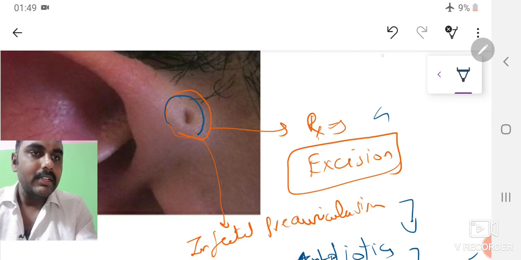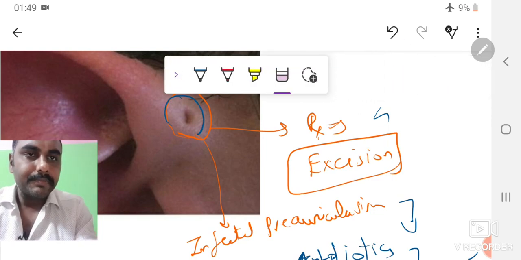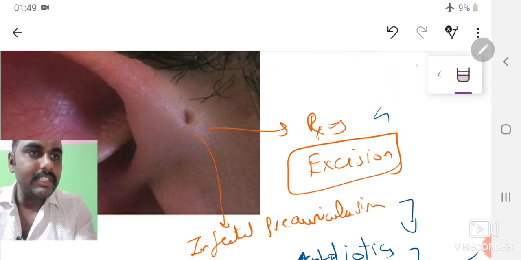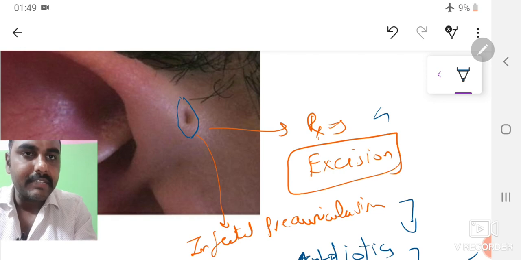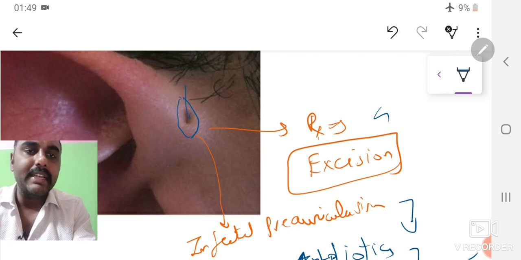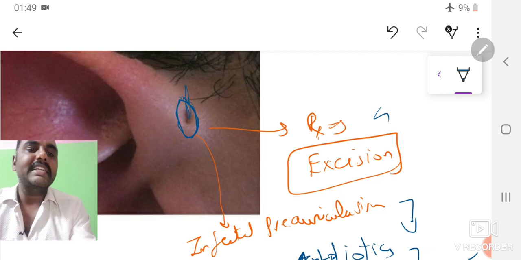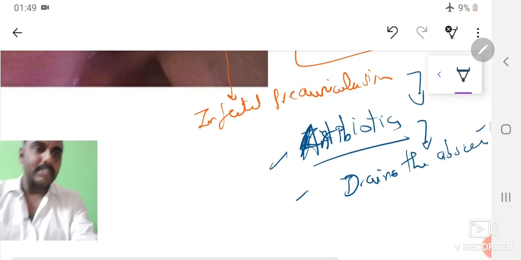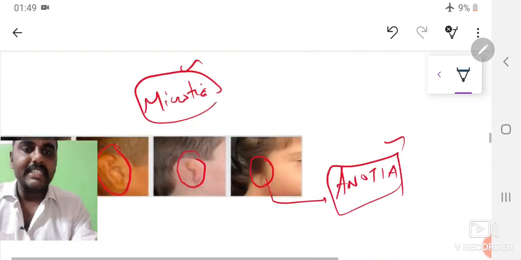What we will do, we will just put an elliptical incision. First we will inject a dye in the preauricular sinus tract, the dye will go up to some area, okay. And then we will put an elliptical incision surrounding that area, and then we will just excise the sinus tract in toto, okay. So this is regarding the preauricular sinus.